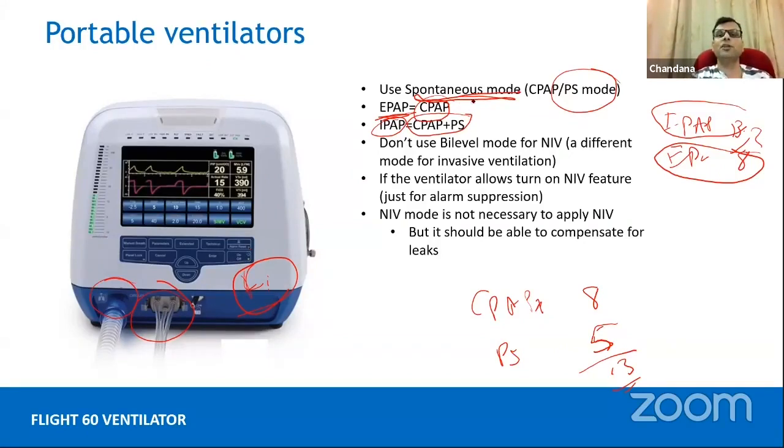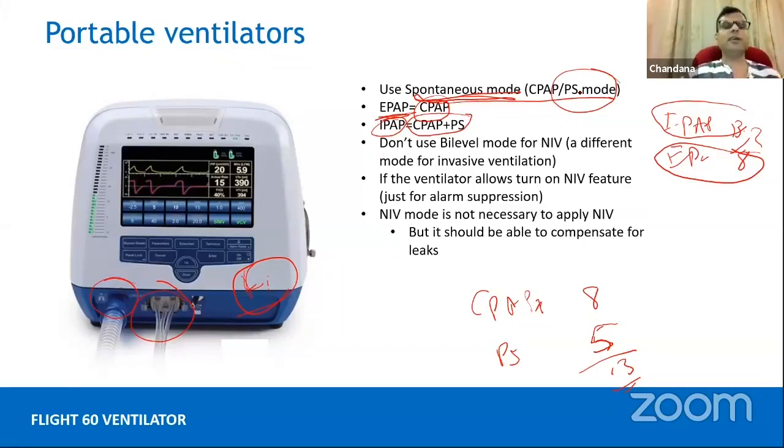Otherwise, if you use a spontaneous mode with CPAP and pressure support, that is the NIV mode. And this particular ventilator has a sensor at the patient's airway, so it's kind of outside the portable ventilator. This is preferred for NIV because it senses much better. I have personal experience with these devices. This device can sense the patient's breath quite easily.